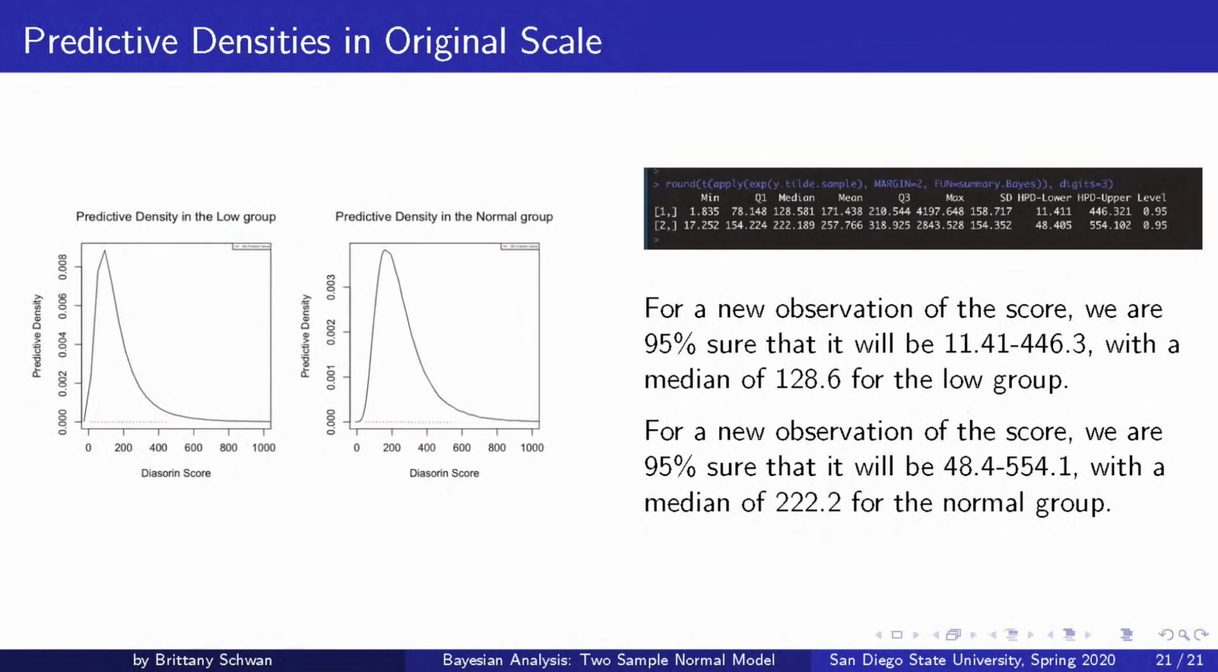It's often more practical to talk about the predictive densities in the original scale, since this is what our experts are familiar with. When talking about the untransformed data, we are 95% sure a new observation of the score for the low group will be between 11.41 and 446.3, with a median of 128.6. For the normal group, we are 95% sure that a new observation of the score will be between 48.4 and 554.1, with a median of 222.2.